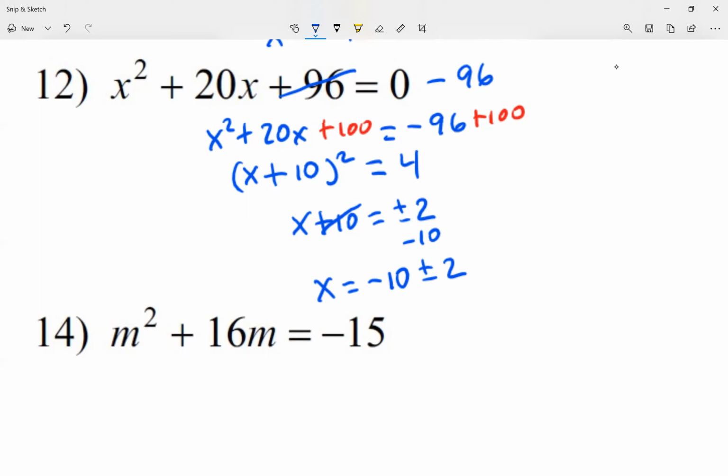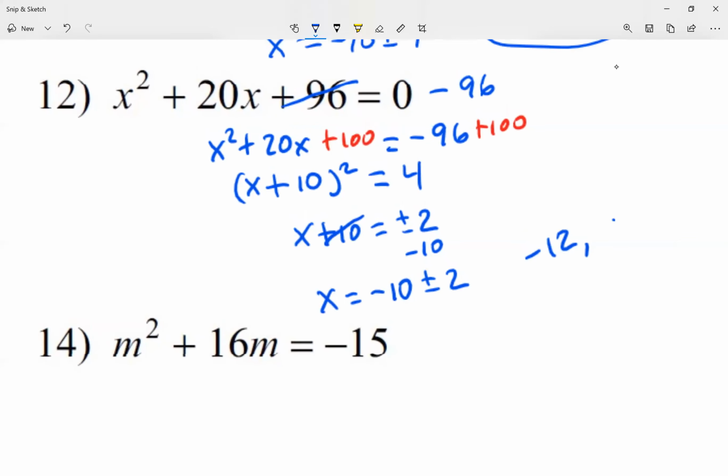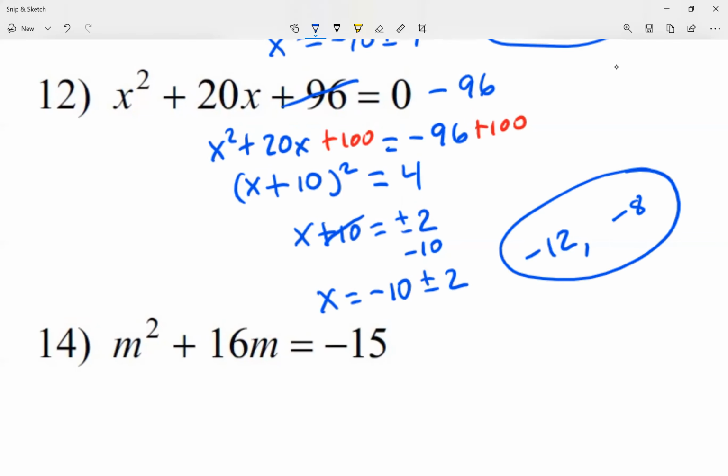And I'm going to use that to come out with my 2 answers. For my smaller number, let me use the minus. -10 minus 2, that gives me -12. For my bigger answer, let me use the plus sign. -10 plus 2, that gives me -8. Notice how my 2 answers, again, I wrote them from smaller to larger. Don't forget the space after the comma.